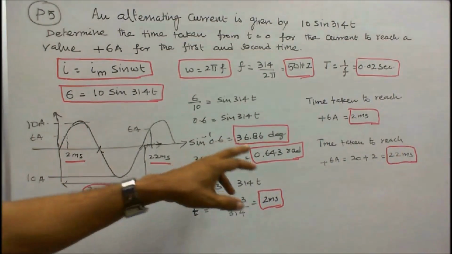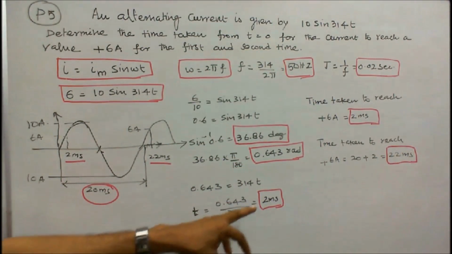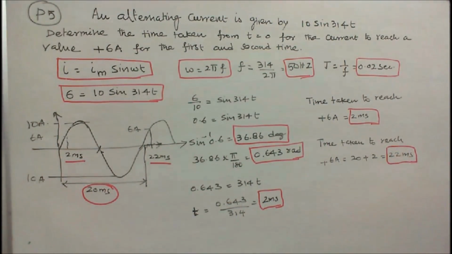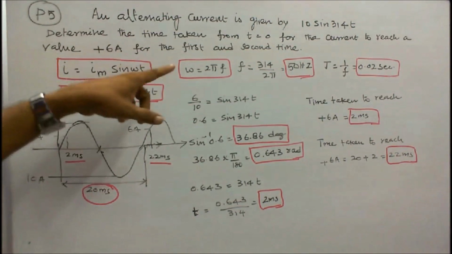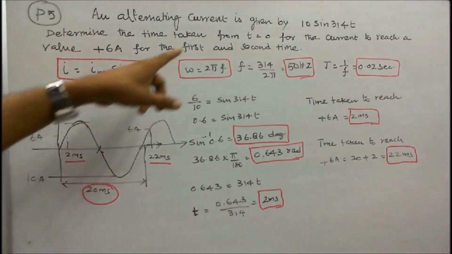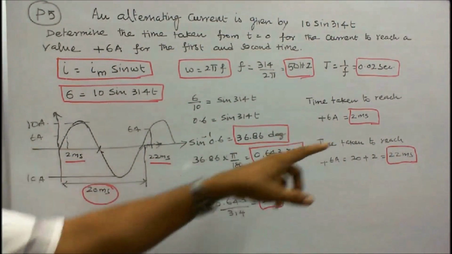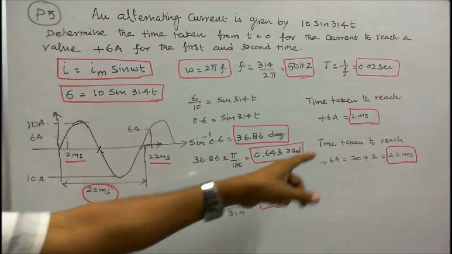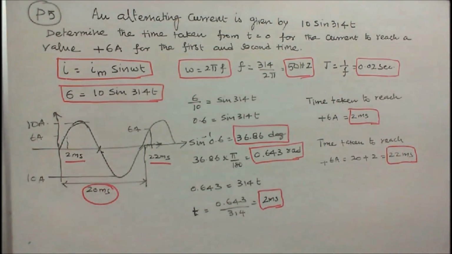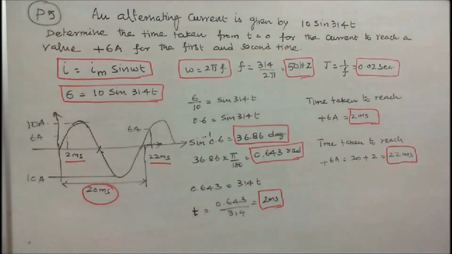We can easily find the time. T is equal to 0.643 divided by 314, that is equal to 2 milliseconds. So the time taken to reach plus 6 amps is 2 milliseconds. The question is for the first and the second time. The first time is over, that is 2 milliseconds. For the second time, the time taken is the total cycle, 20, plus 2, that is equal to 22 milliseconds. For the first time it is 2 milliseconds, and the second time 22 milliseconds.